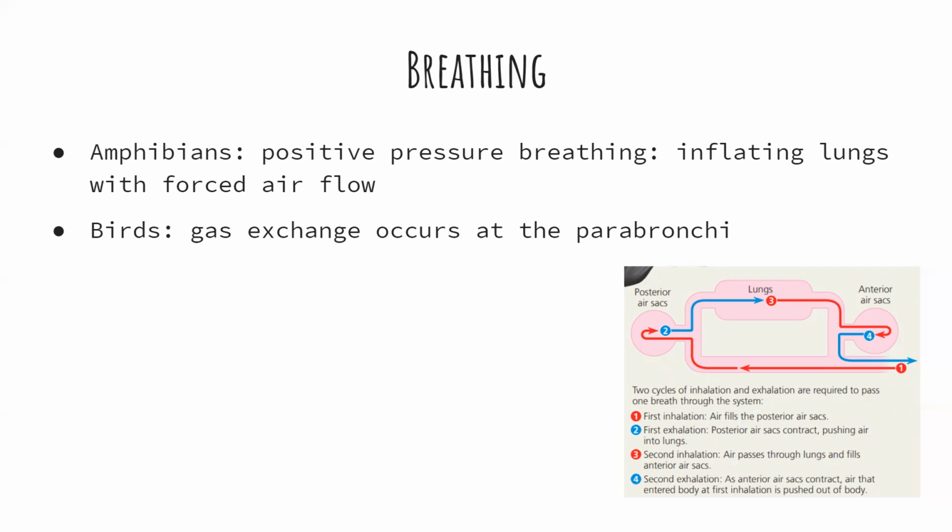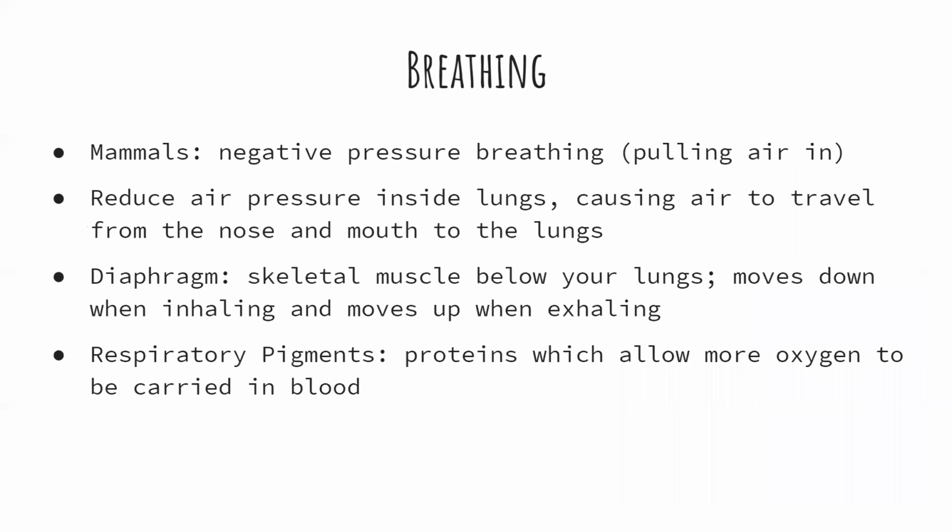The diagram at the right basically just shows the two cycles of inhalation and exhalation which are required for one breath. The first inhale will fill the posterior air sacs, and then the first exhalation will cause the posterior air sacs to contract, pushing air into the lungs. The next inhalation will cause air to pass through the lungs and fill the anterior air sacs. Then the second exhalation will cause the air that entered the body in the first inhalation to be pushed out. The diagram just helps with understanding that.